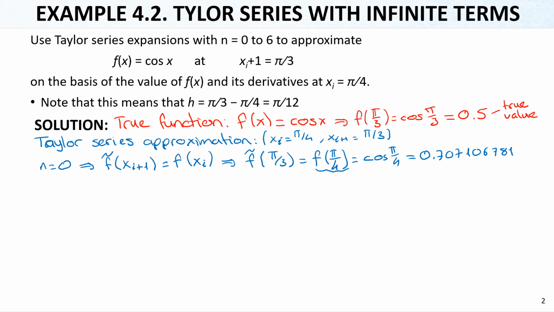Now we found this, and you can see that the true value is 0.5 while the predicted value is 0.7. So we can calculate a difference between these, a true error. And we will use the percentage true error. This is the true value, and this is the prediction, 0.7.